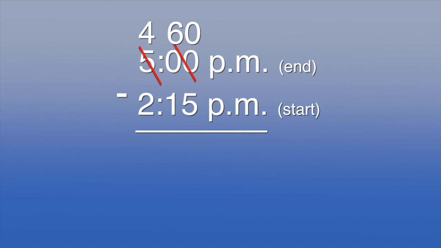460 minus 215, and now we can subtract. 60 minus 15 is 45. 4 minus 2 is 2. So you now have a shift of 2 hours and 45 minutes, or 2 3/4 hours.